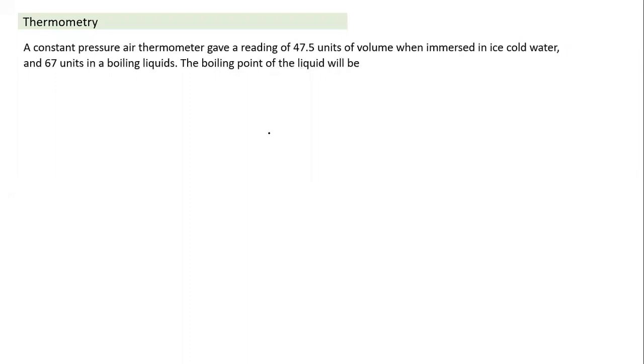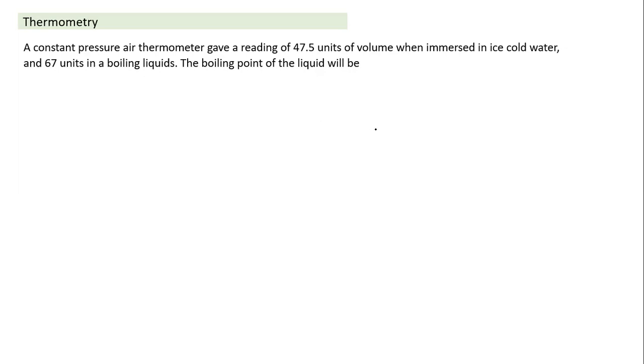Another similar question, which has also come, an extremely simple question. A constant pressure air thermometer reads 47.5 units when immersed in ice cold water, and reads 65 units in a boiling liquid. It is not necessarily water. These units are not important, the ratios are; we use the ratio only of volume. Since pressure is constant, volume is proportional to temperature. So what is the boiling point of the liquid? That's what we need to find.